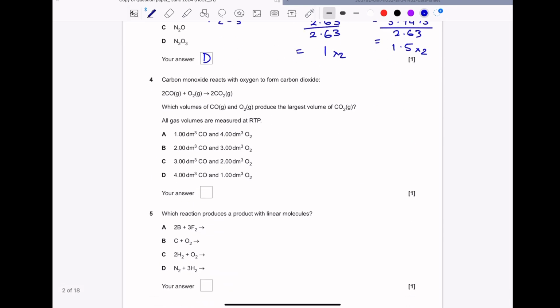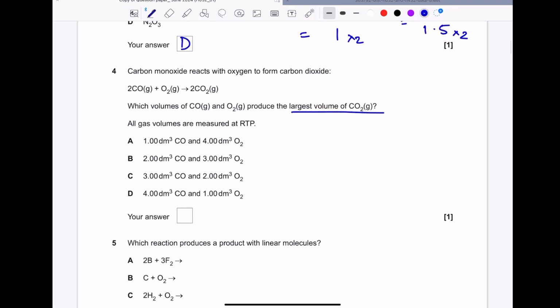Question 4 is carbon monoxide reacts with oxygen to form carbon dioxide. Which volumes of carbon monoxide and oxygen produce the largest volume of carbon dioxide? All gas volumes are measured at RTP. So this question doesn't really require any calculations. You just have to find the limiting reagent and use the molar ratio to figure it out. So if we look at each of the options, in the first option, the limiting reagent is carbon monoxide. The reason we know this is because the molar ratio between carbon monoxide and oxygen is 2:1. So because we've got 1 decimeter cubed of this, the minimum of oxygen that is required is half of it, which is 0.5. Now we've got 4 decimeters cubed, which means that oxygen is in excess. So the limiting reagent is carbon monoxide.